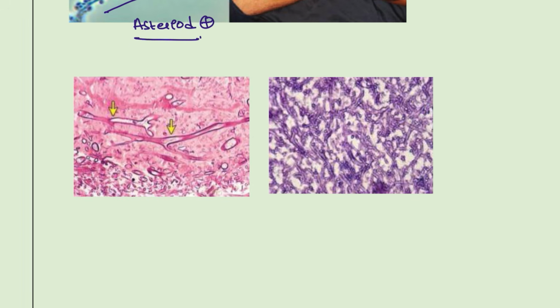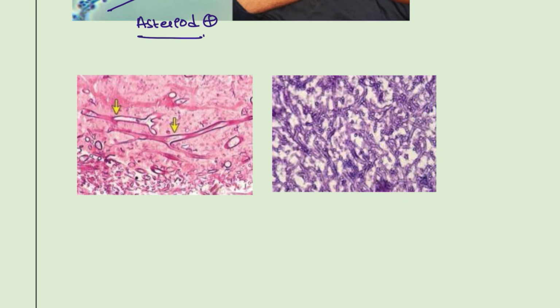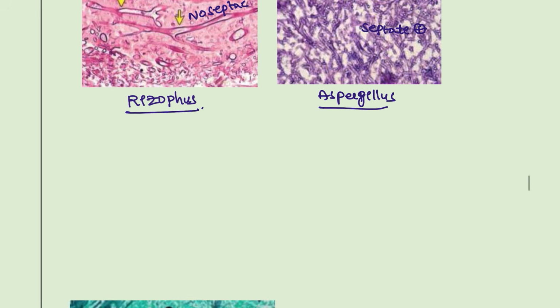So these are different species. One is the Aspergillus species and the other one is Rhizopus. This is the Rhizopus species and this is the Aspergillus. The main difference between Rhizopus and Aspergillus is that if it is non-septate, that is Rhizopus. If there is a septate, that is Aspergillus.